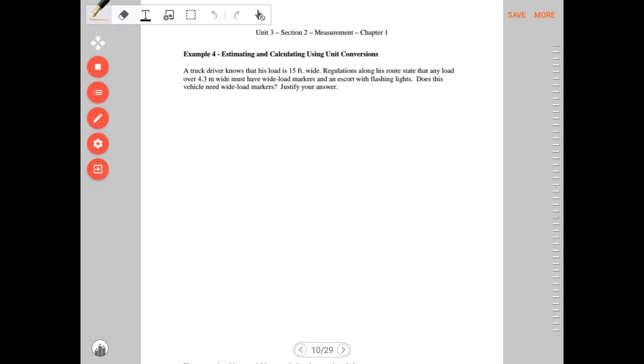Okay, and then the last one for this part: estimating and calculating using conversions. A truck driver knows that his load is 15 feet wide. Regulations along his route state that any load over 4.3 meters wide must have wide load markers and an escort with flashing lights. Does this vehicle need the wide load markers? Justify your answer. Well, that justify bit just means show your work and prove it. We either need to convert the 15 feet into meters or the 4.3 meters into feet. The truck driver knows he's 15 feet wide, so let's start with that. The conversion between feet and meters is 0.3 meters in 1 foot.